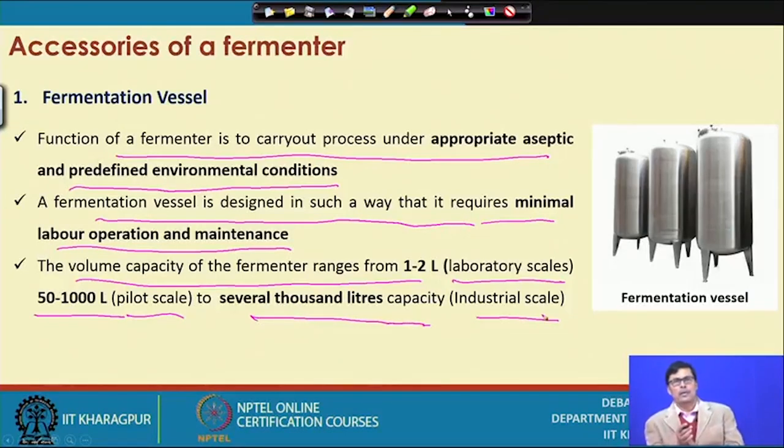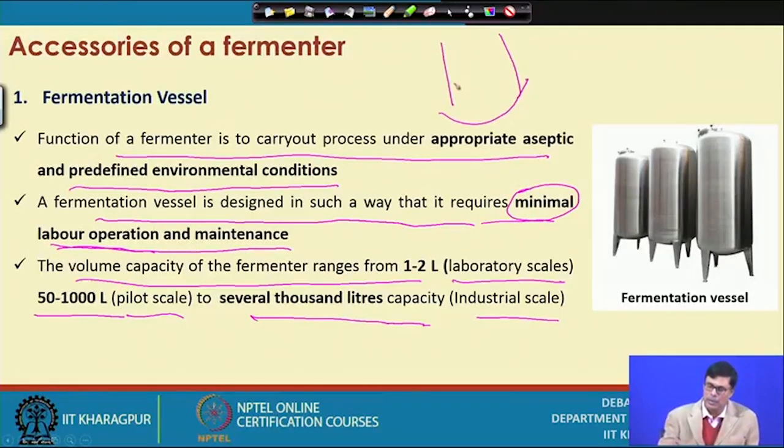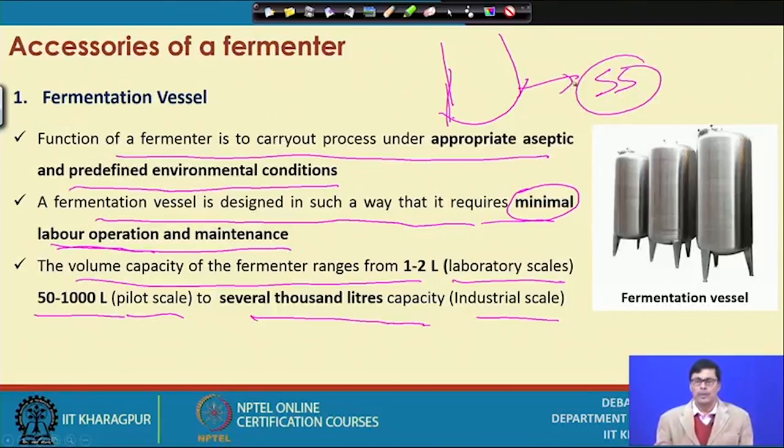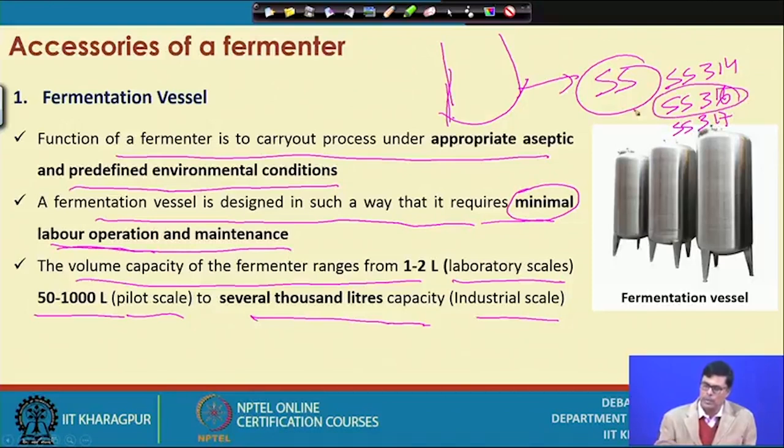So, different capacities are required, and the main thing we shall have to consider is minimal labor of operation and maintenance. Particularly, I want to point out that the material of construction should be such that there should not be any kind of damage to the surface of the material of construction, and most of the material is made of stainless steel, and different types of stainless steel, as you know, are available in the market. One is SS314, one is SS316, one is SS317. Depending on your requirement, because in the fermentation industry we usually go for SS316.